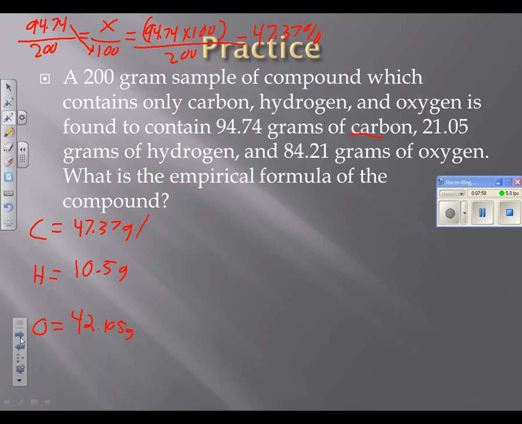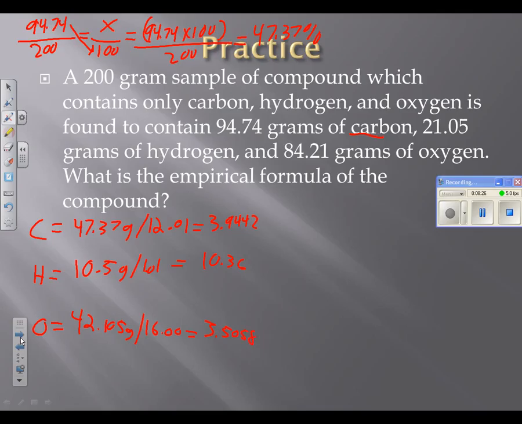So now that we've done that first step, now we've got to do mass to mole, which just means divide by the molar masses. So carbon is 12.01, which gives us 3.9442. Hydrogen is 1.01, there's a decimal there, and that gives us 10.36. And then oxygen finally is 16.00, and that will give us 3.5058.